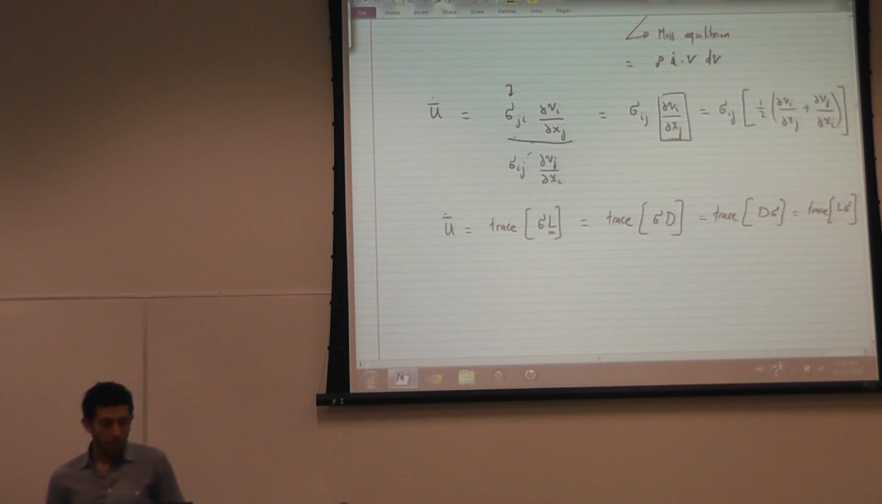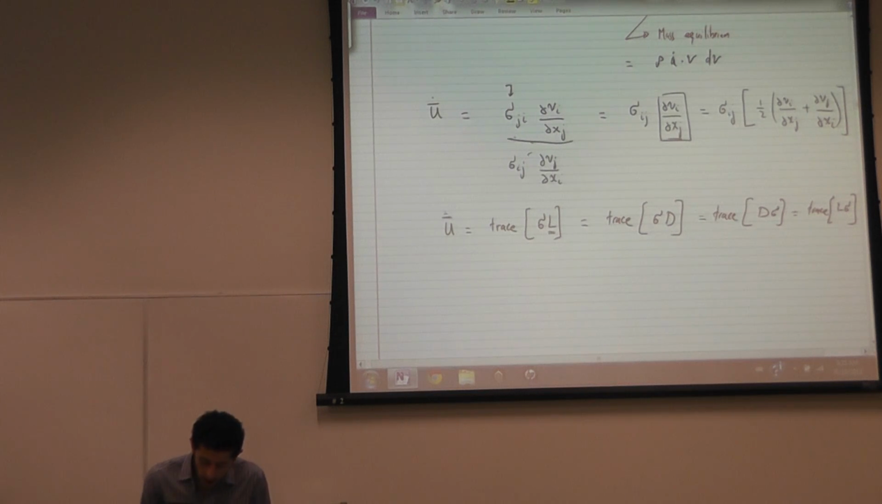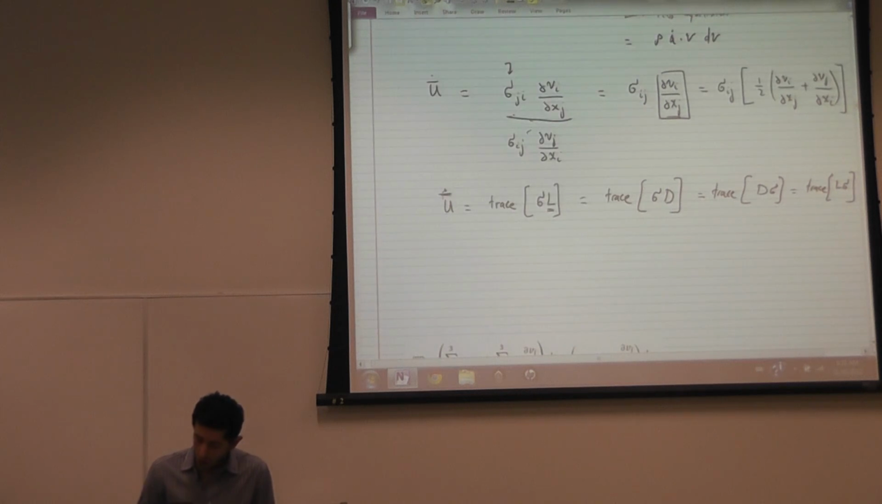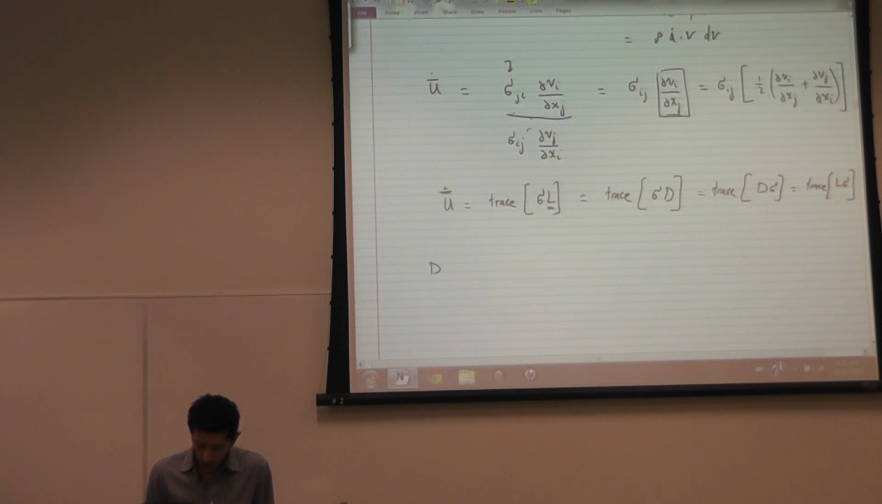Now this is very instantaneous. Now let's try to understand what D is. D is equal to half... Dij is equal to half partial Vi by partial xj plus partial Vj by partial xi.